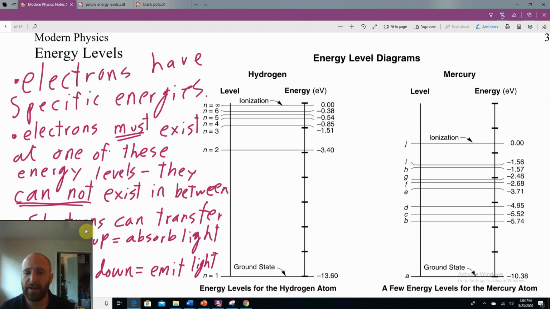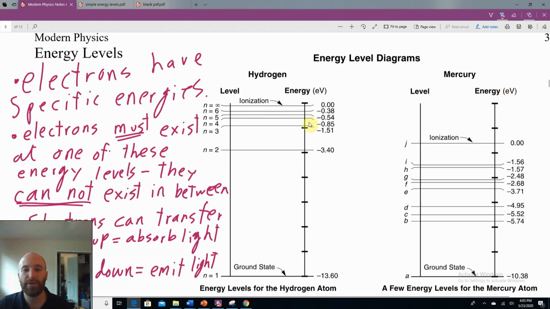Now your reference table has energy levels for two different atoms, just two that they picked to work with. They chose hydrogen and mercury. Hydrogen, because that's what Niels Bohr did most of his work on. It's the simplest atom. It's just a proton orbited by a single electron. And then mercury, because I guess they also chose mercury.